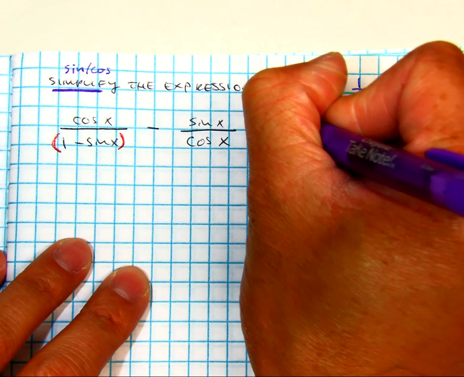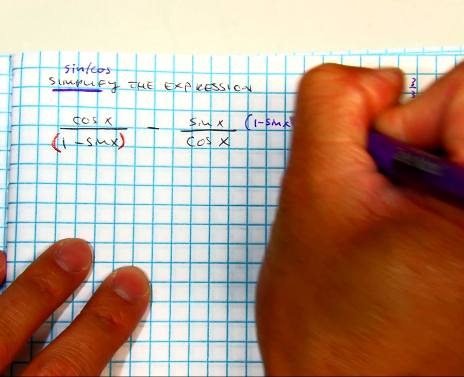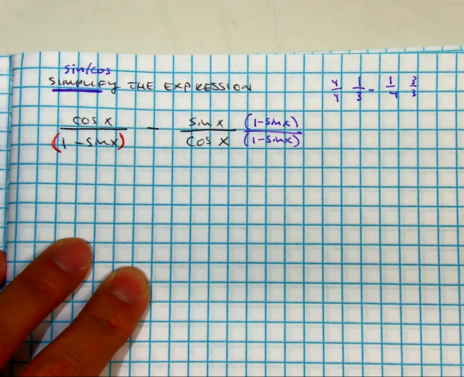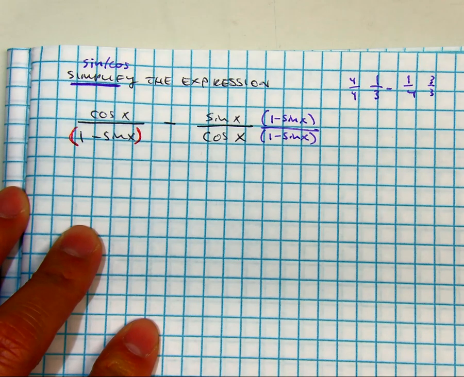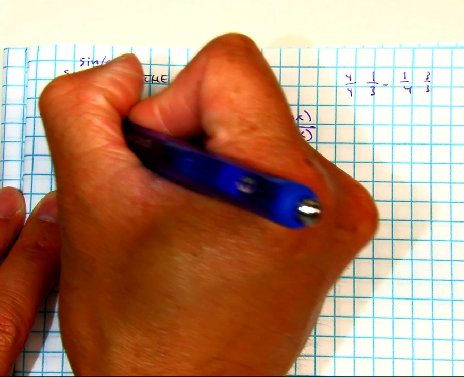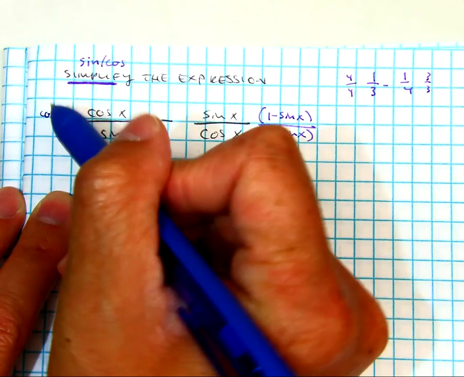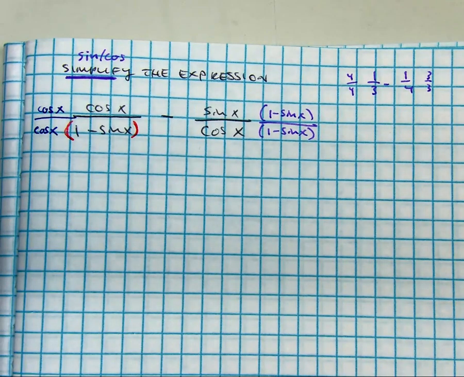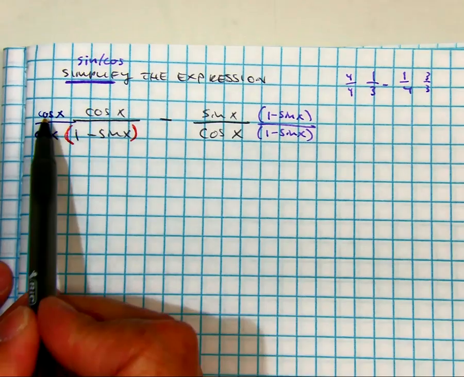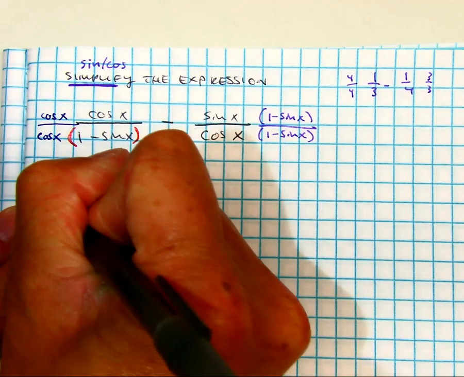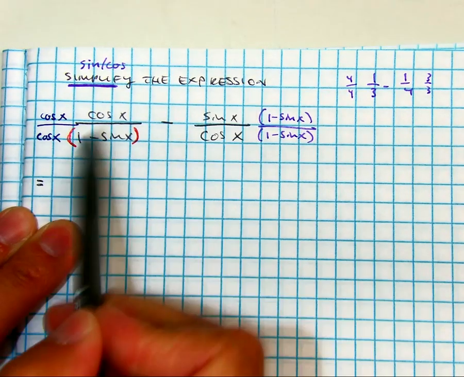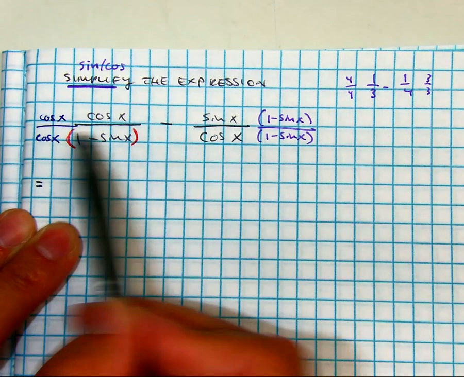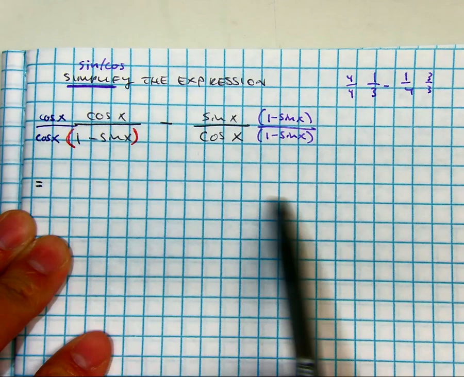On this side, I'm going to multiply by 1 minus sine x over 1 minus sine x. And then on this side, I'm going to be multiplying by cosine x over cosine of x. I can multiply these two now. This is an expression, so this is like my first step, and then I'm showing that this first step is equal to or equivalent to the second step.